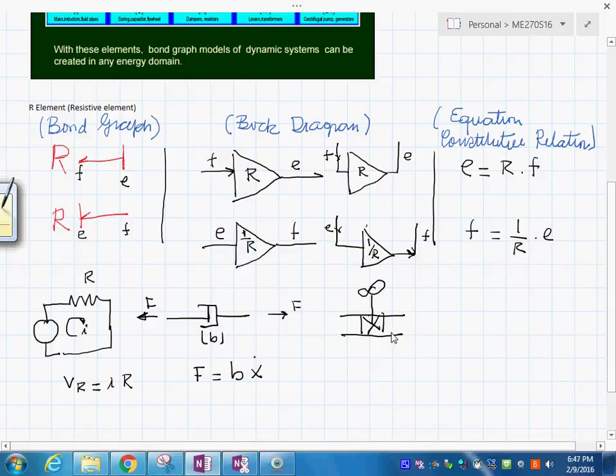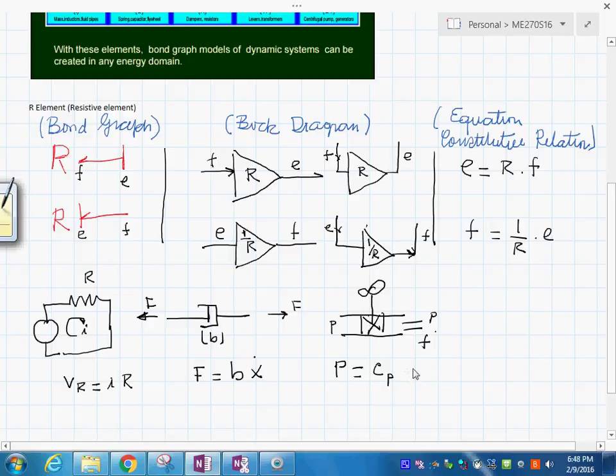And finally, if you put it in a rotational system, you have a torsional damper like this, where you have some angular velocity in here. And what you are saying is that the torque, the opposing torque, is B in rotation times the angular velocity.